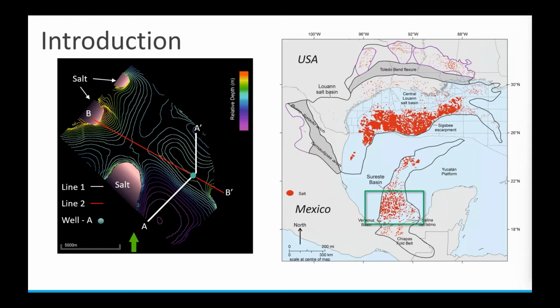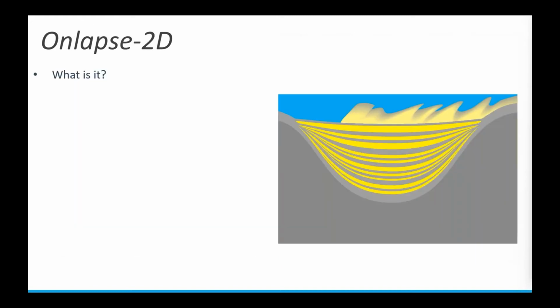So what I'm going to do today is hopefully illustrate how we've used ONLAP 2D to help do just that, which is to better understand the tectonostratigraphic evolution of this deep water system in the late Miocene, and hopefully improve the understanding of how sediment deposition and structural processes have evolved within the study area.